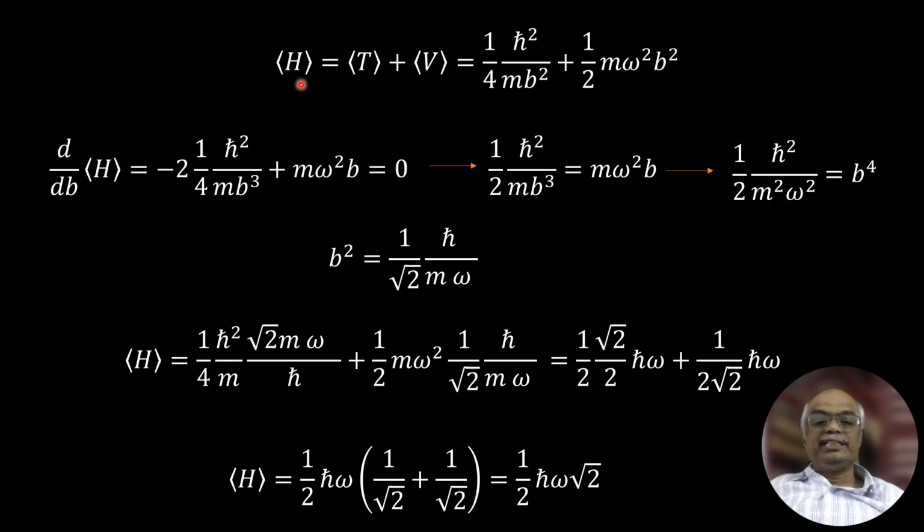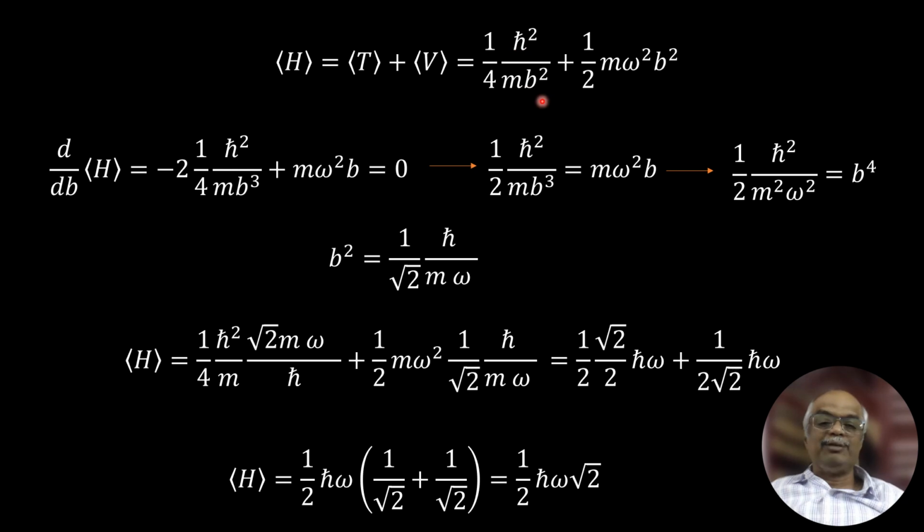Now the expectation value of the Hamiltonian is the sum of the expectation values of kinetic energy and potential energy. The expectation value of kinetic energy, we have seen, is 1 over 4 times h cross squared over m p squared, and the potential energy is one half m omega squared p squared. For minimum energy, p is an adjustable parameter. So if you differentiate the expectation value of the Hamiltonian with respect to p, you will get 0. If you differentiate at a minimum or maximum, you naturally get 0.